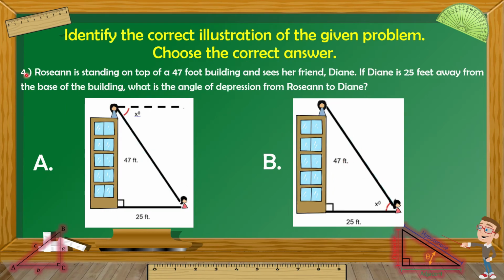Number 4, Rose Ann is standing on top of a 47-foot building and sees her friend Diane. If Diane is 25 feet away from the base of the building, what is the angle of depression from Rose Ann to Diane? So, you can pause the video, then choose your answer. So, the correct answer is letter A. So, ito si Rose Ann, and sabi kasi dyan, angle of depression. So, ito yung horizontal line, and yung line of sight ni Rose Ann kay Diane, ito. So, mabubuo nating angle dyan ay, yan yung tinatawag nating angle of depression.